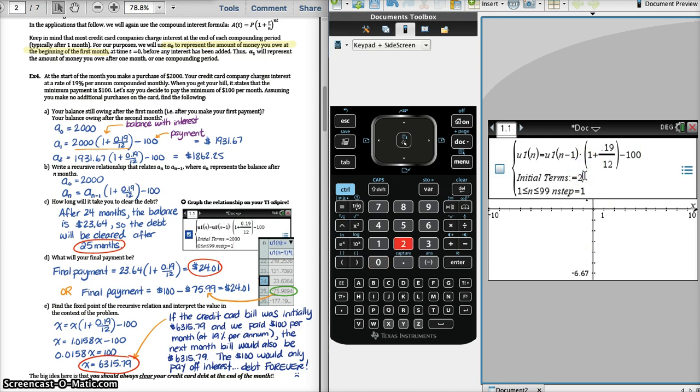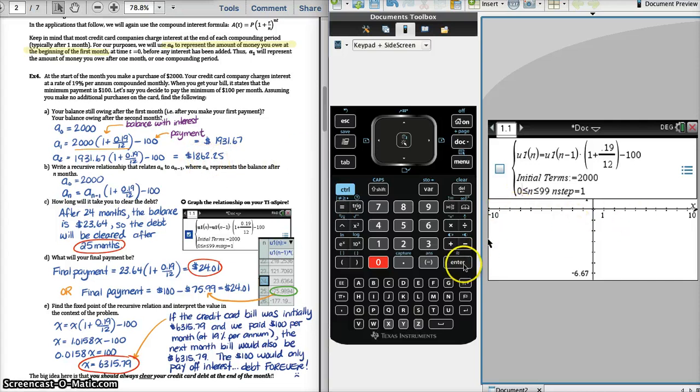The next thing you do is type in the initial amount that you charged, which is $2,000. And the other step that people tend to forget is changing your initial amount over here to go from 0 to 99 instead of from 1 to 99. You want it to start at 0 because this is our initial term and we're calling that 0 in our equation. So a sub 1 would produce the first line in your table, which would be $1,931.67. The second line in your table would produce $1,862.25.